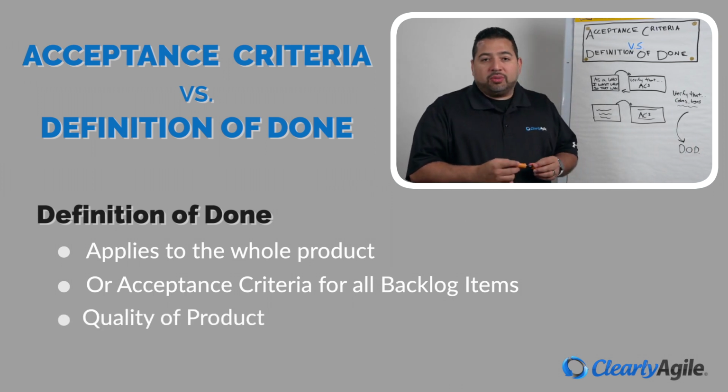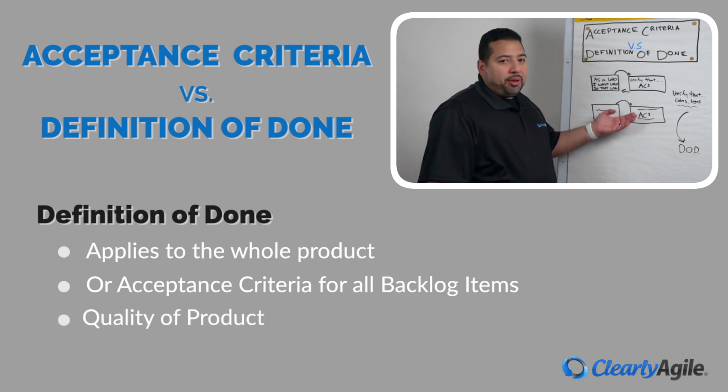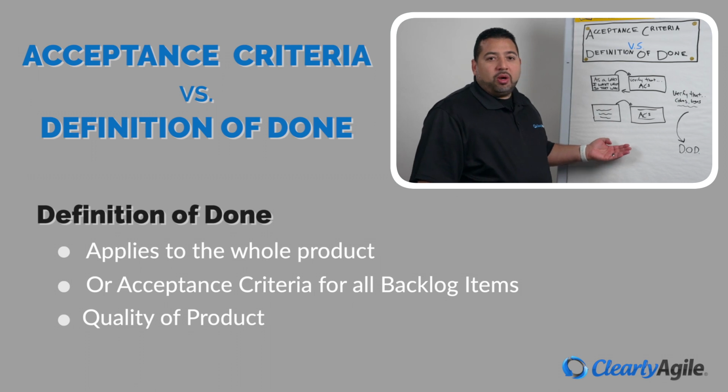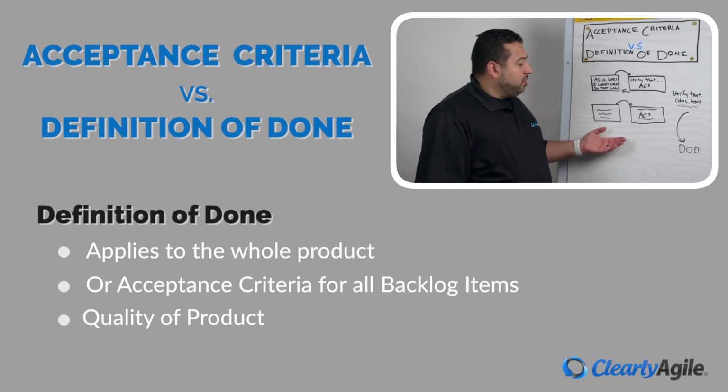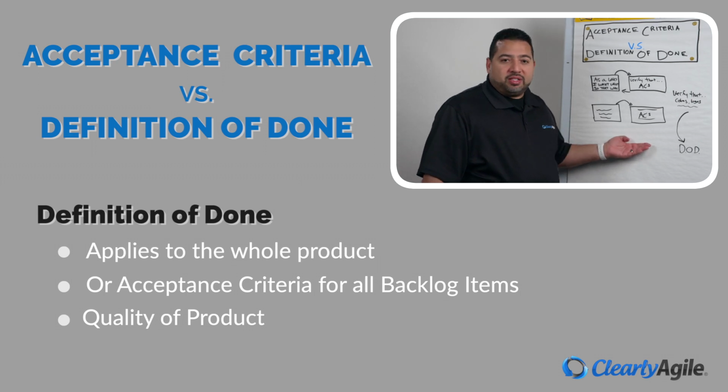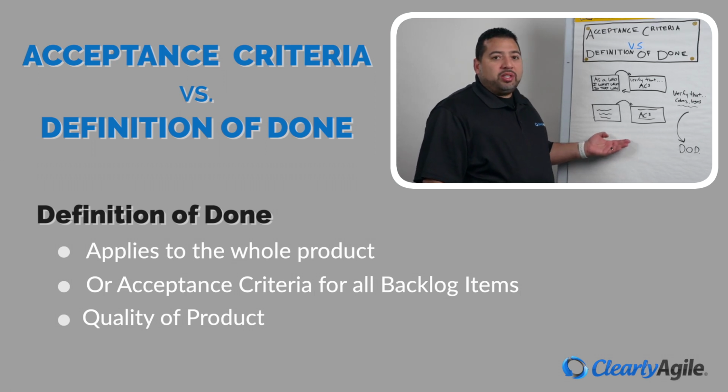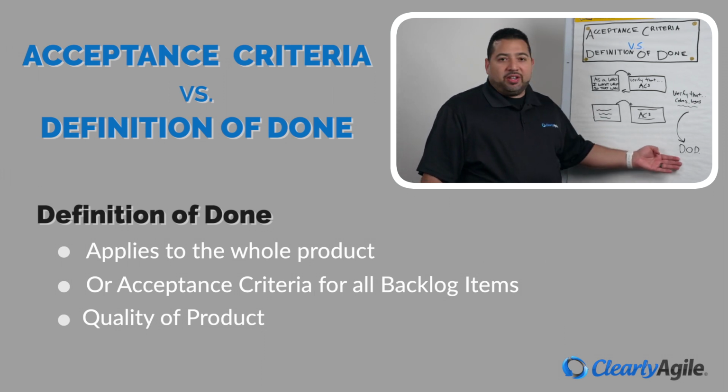Definition of done also applies to the quality of our product. Do we need code reviews? Do we need peer reviews? Do we need security review? Do we need to push it into a different environment, such as staging or QA? What's the state by the end of the sprint, and what state should this product increment be in? That would also be in your definition of done.